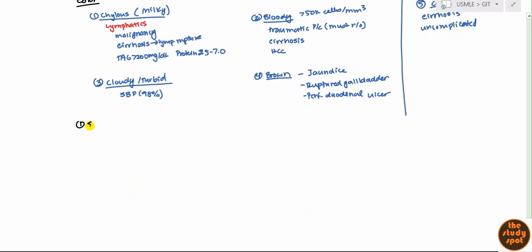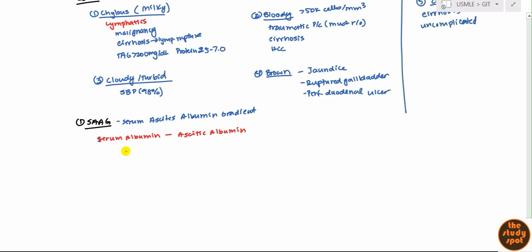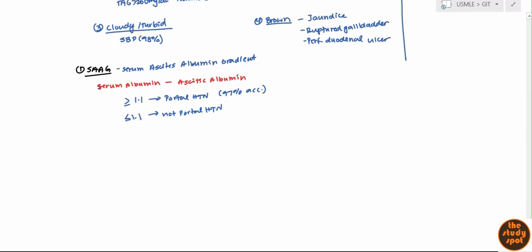So we do want to run other tests. The SAAG test, also known as the serum ascites albumin gradient. This is a very important test. What you do is you take the serum albumin and you subtract the ascitic albumin from it, and that is going to be your SAAG. Now, if it's greater than or equal to 1.1, then you have portal hypertension, and you want to look for causes of portal hypertension. If it's less than 1.1, then it's non-portal hypertension. This is about 97% accurate for portal hypertension, so it's a really strong test.